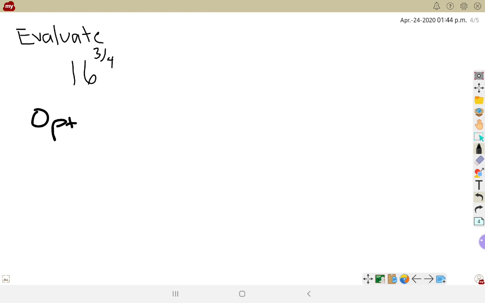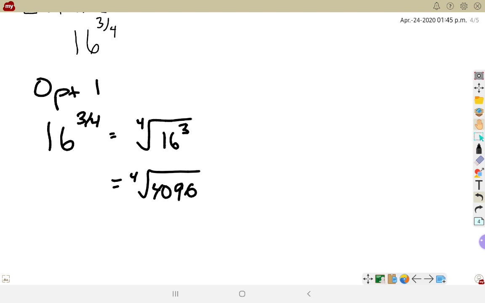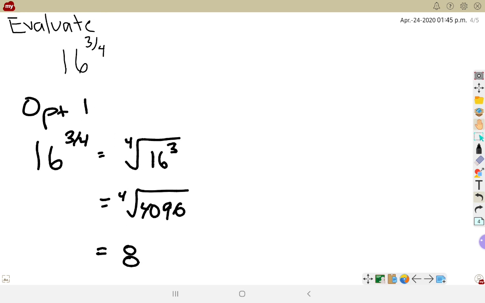Okay, so option number 1, if I've got 16 to an exponent of 3 over 4, I can write that as the fourth root of 16 cubed. Okay, well, 16 cubed is 4,096. Now I didn't know that. I had to go 16 times 16 times 16 to double check because I wasn't sure. Okay, and I definitely don't know the fourth root of this off the top of my head, so I had to type that into my calculator. I had to find the fourth root of 4,096, and it ends up being 8. Now that's not unmanageable, but I can do this exact same thing without using the calculator at all.